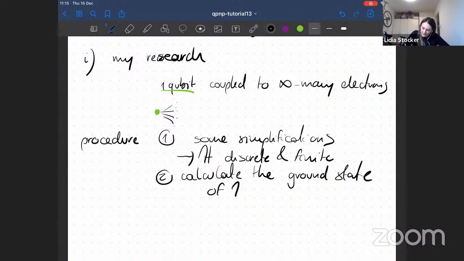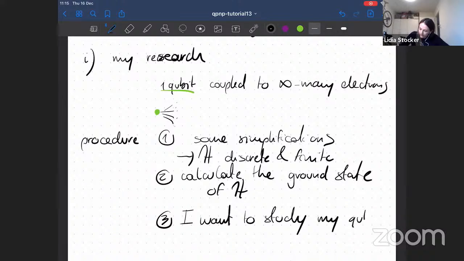of H. And third, I want to study my qubit. So for example, I would say, okay, I have these infinite many electrons. What if I eat them up? I calculate the ground state, but I have the ground state of the whole Hamiltonian. I don't care about everything because the infinite many electrons are simplified and everything else.